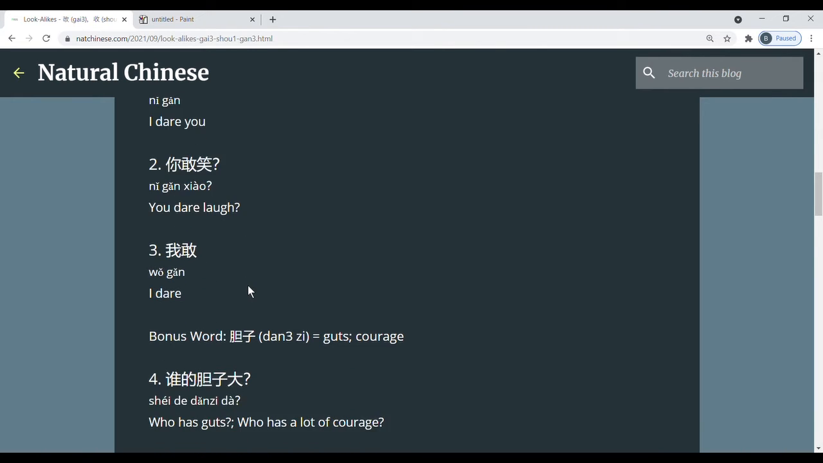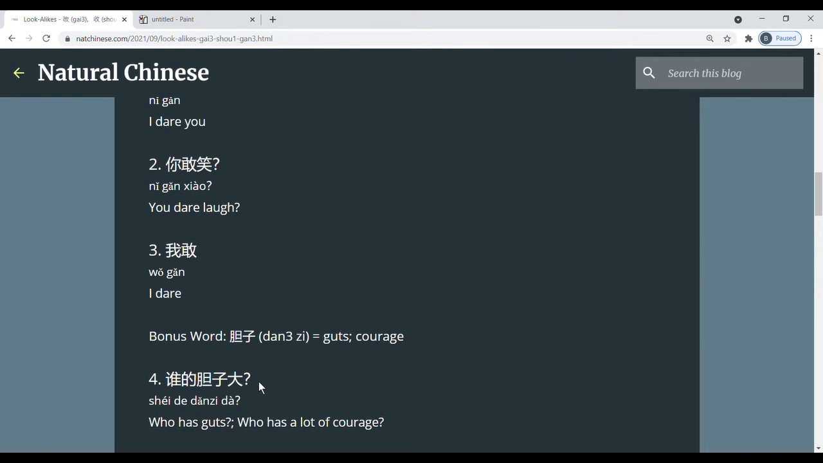And then I decided to have a bonus word for this, which is 胆子, which is guts or courage. Our example is 谁的胆子大? Like who has guts, who has a lot of courage. It's the same thing as just saying 谁敢, like who dares to do it, because you only dare to do it if you have a lot of courage. So that's this bonus word.